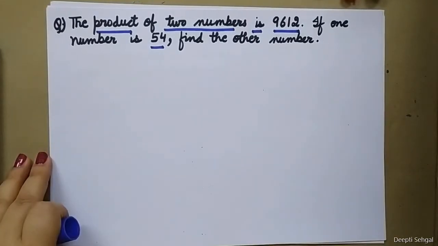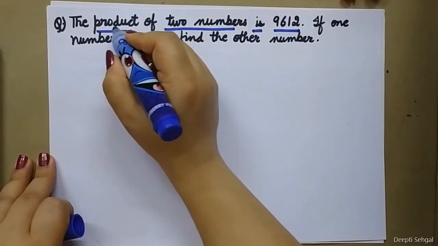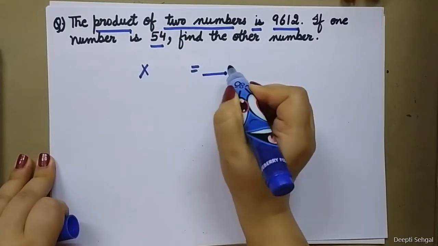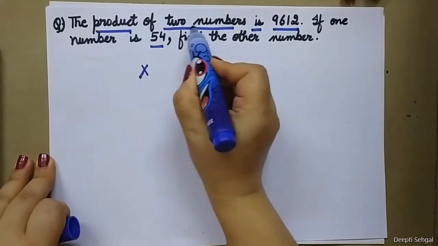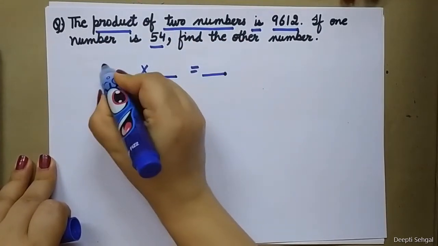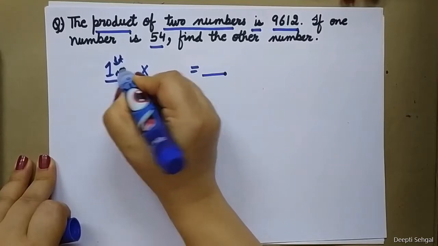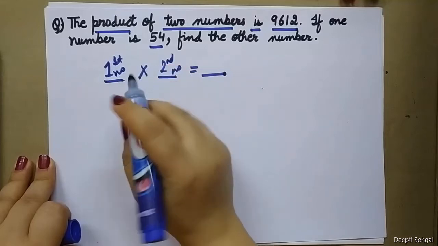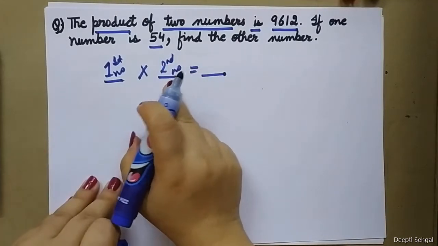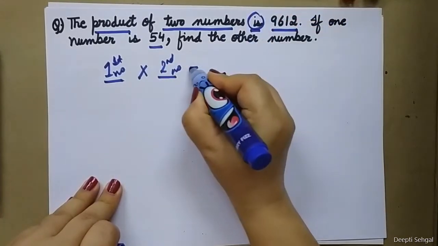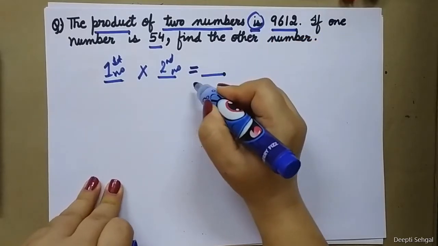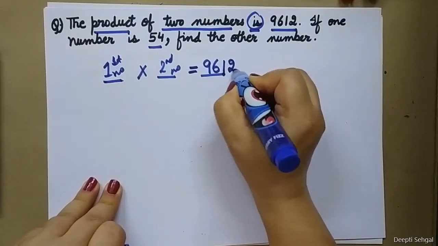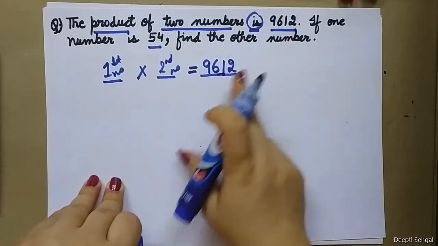So recall, what is the meaning of product? When do we get product? When we multiply two numbers, we get the answer as product. So now they are saying the product of two numbers. There are two numbers, first number and second number. I don't know about the numbers till now. If we are multiplying both of them, the product is means is equal to. The product is 9612. So this is my product, 9612.